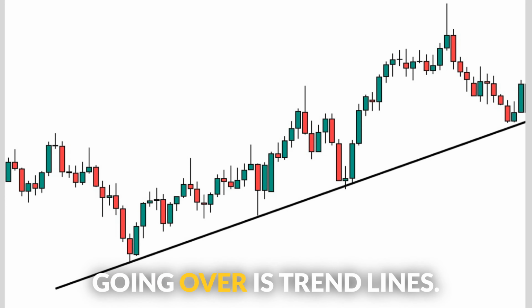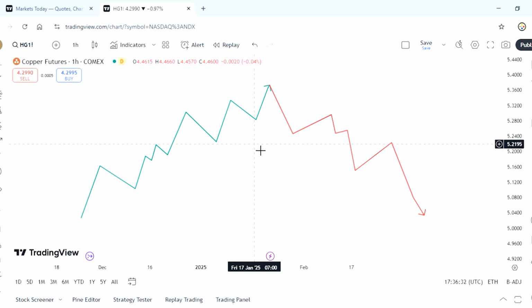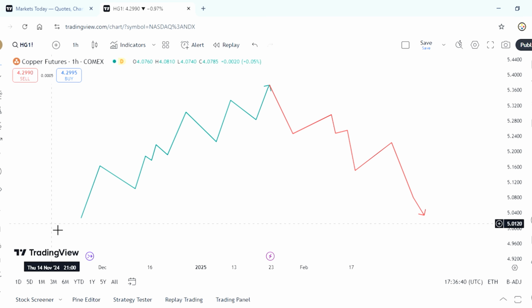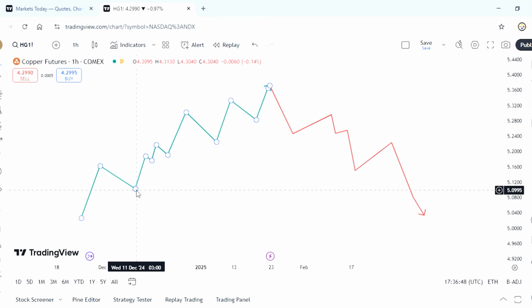The concept we'll be going over is trend lines. Let's take a look at my screen and I'll show you how trend lines work. So here we can see that we have an uptrend. Price starts here and makes a higher high, higher low, higher high, higher low, higher high, higher low, and so forth. For an uptrend, you will always draw what is called a trend line on the higher lows.